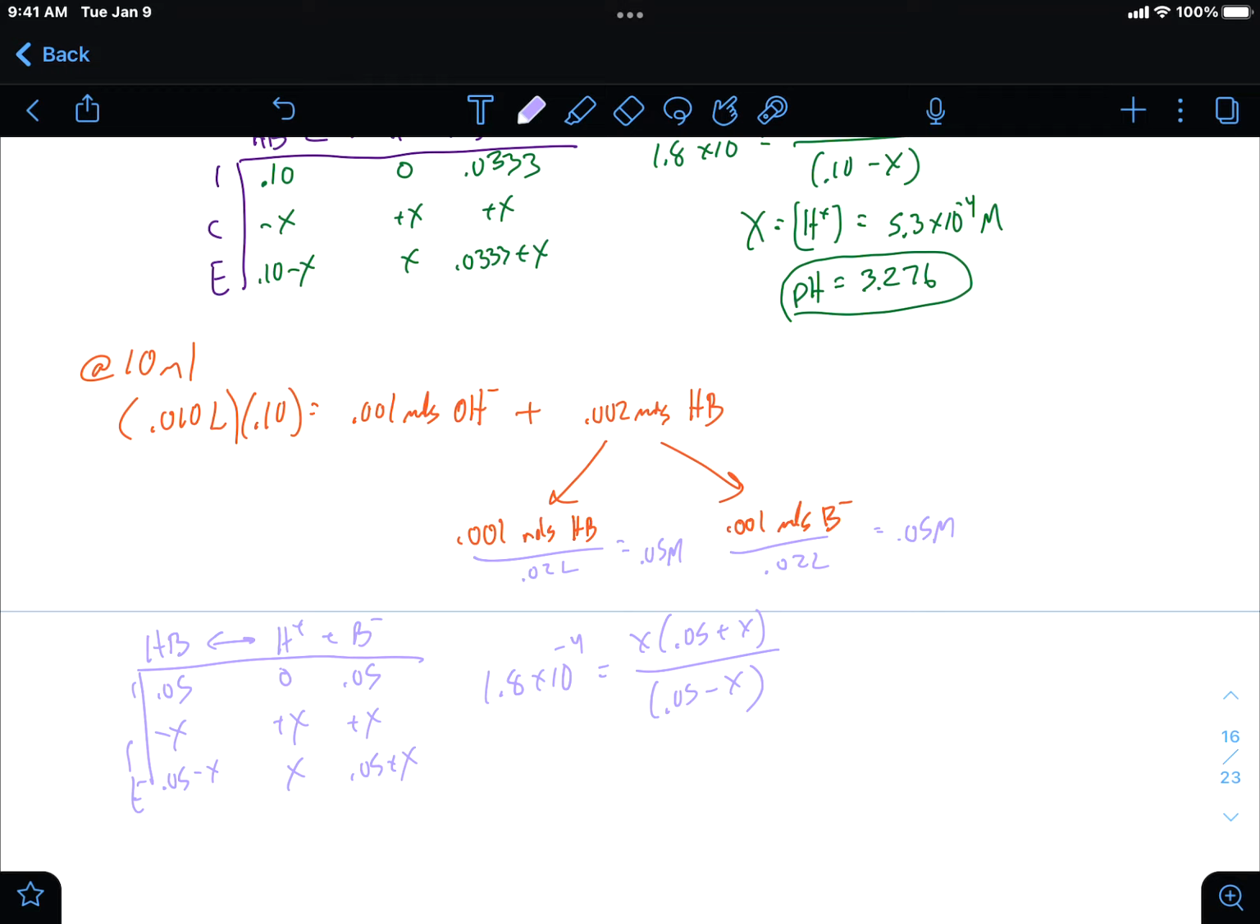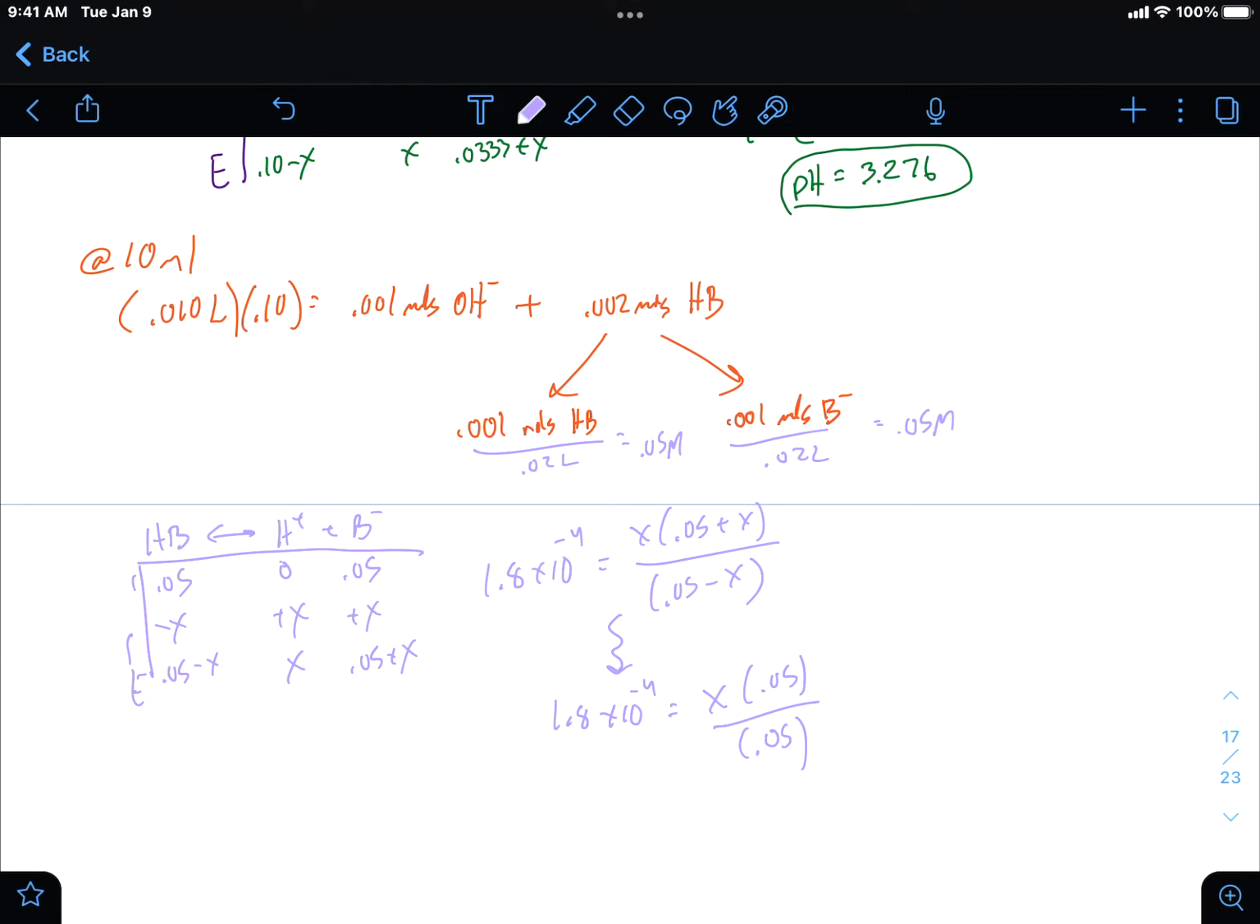Some say 5%. Imagine for a second that we consider ignoring the addition and subtraction of x. Wouldn't that mean this simplifies to this? Right? And of course, the 0.05 over 0.05 drops out. So in this calculation, we're going to find that x is equal to 1.8 times 10 to the minus 4. X is equal to the Ka.